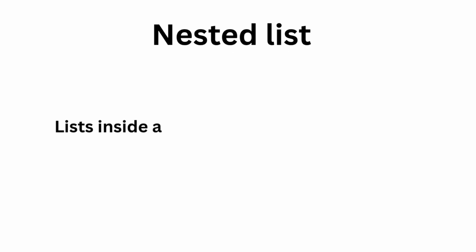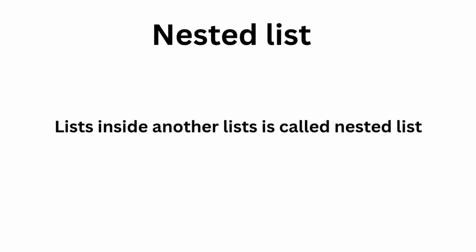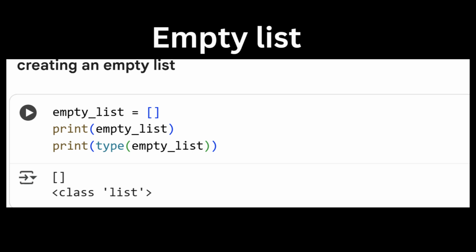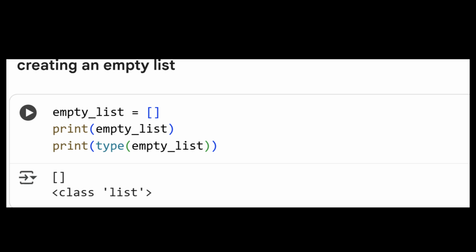You can also create lists inside another list, that's called a nested list. As you can see, one of the elements here is itself another list. This is completely valid in Python. And if you ever need an empty list, just use empty square brackets. This creates an empty list, which you can later fill with items dynamically.